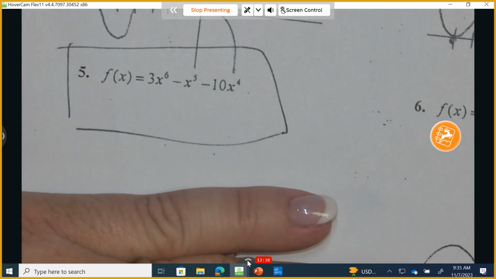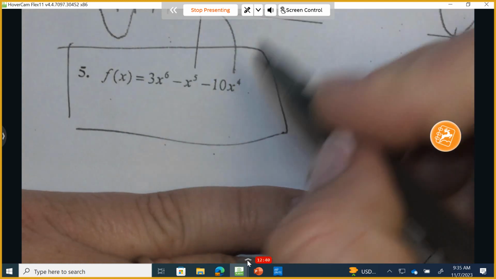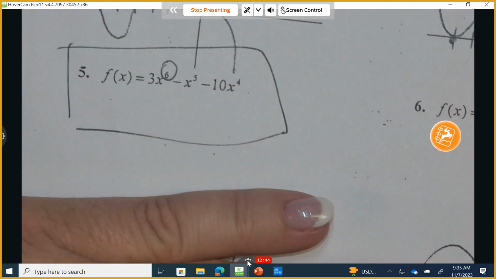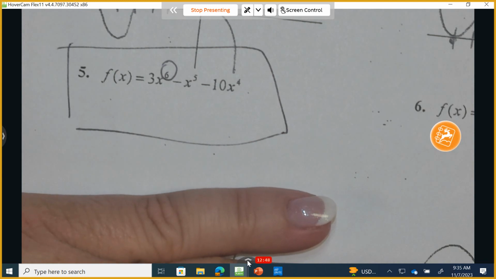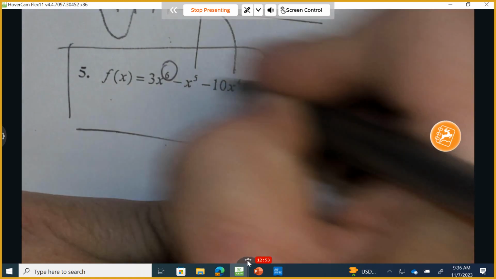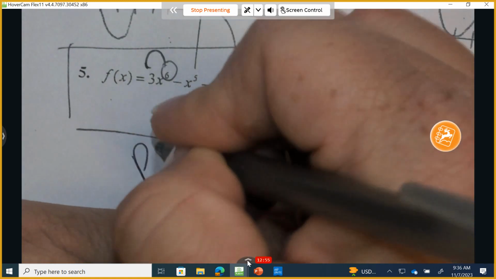So if you're confused, here's what you're doing. You're like, okay, the highest number on an exponent is 6. So I ask myself, is 6 an even or odd? You don't say it's a positive or negative. Is it even or odd? It's even. So I have an even degree. And then I look in front and go, oh, 3 is positive.